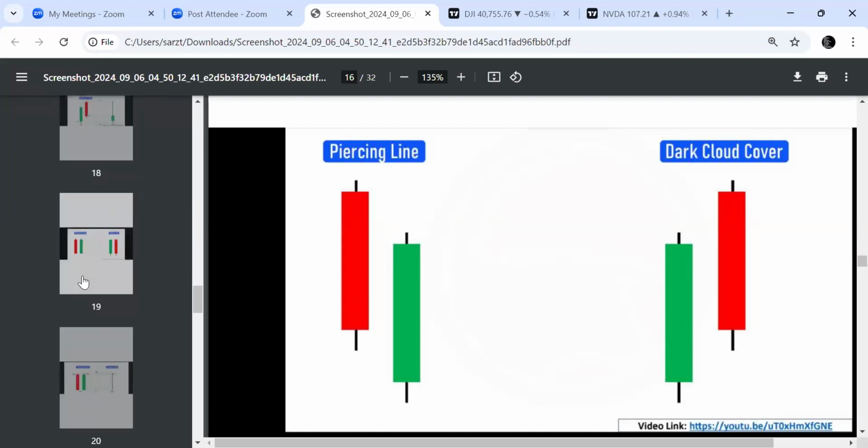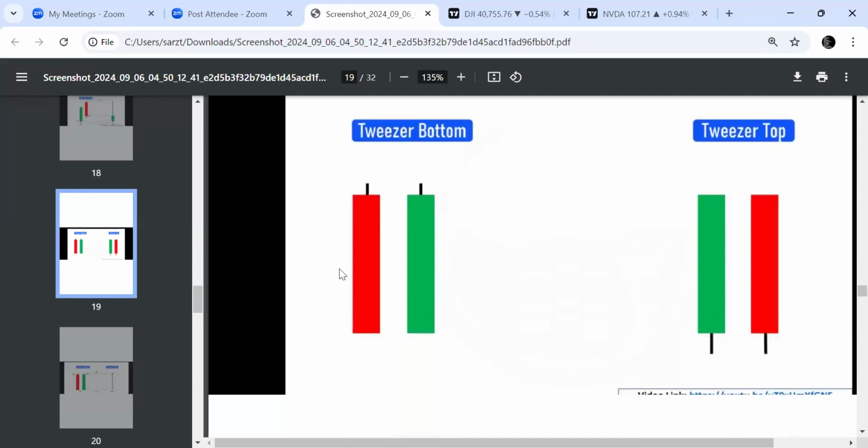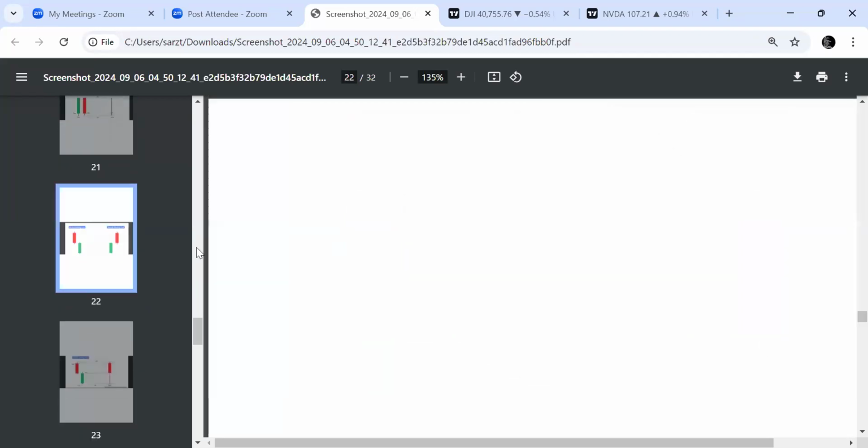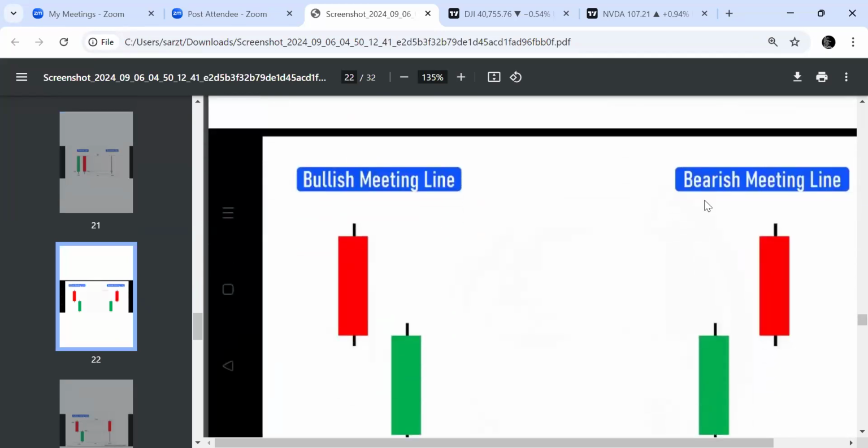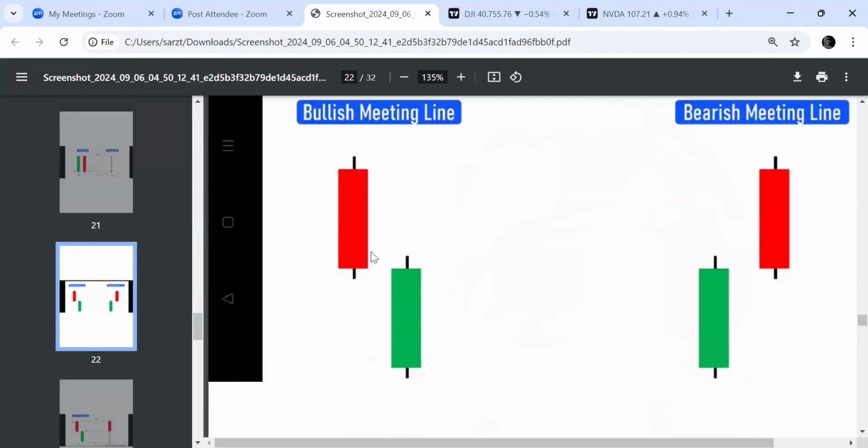And then, in tweezer top, this tweezer top also indicates, I mean, after engulfing, this tweezer top also indicates more chance of reversal. It has more power. I mean, this tweezer bottom and tweezer top has more power than harami, piercing line, and dark cloud cover, but somewhat less power than the engulfing pattern. And at last, this bullish meeting line and bearish meeting line, okay, this has somewhat less power.